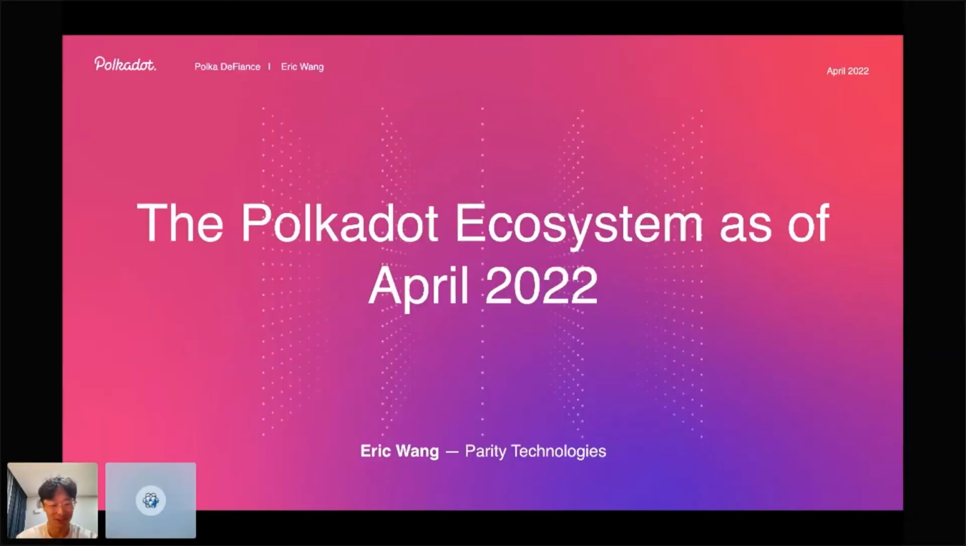All right. So as Alex kindly mentioned, my name is Eric, and I'm the head of strategic growth projects at Parity Technologies. Today, my presentation is going to be centered around the Polkadot ecosystem, especially the developments of the Polkadot ecosystem in the last year until April 2022.